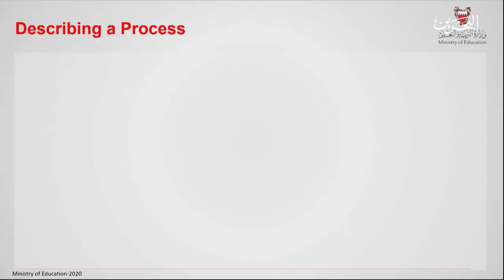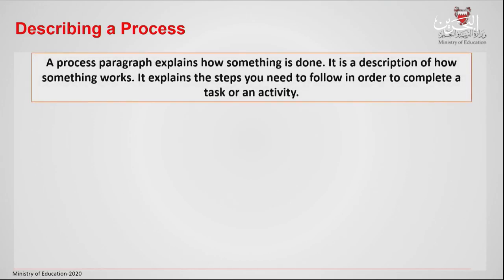Now, we will move to how we can describe a process. Okay, a process paragraph explains how something is done. It is a description of how something works. It explains the steps you need to follow in order to complete a task or an activity. So, if you want to write a paragraph about a task or activity and you want to explain the steps, you will learn a lot now.